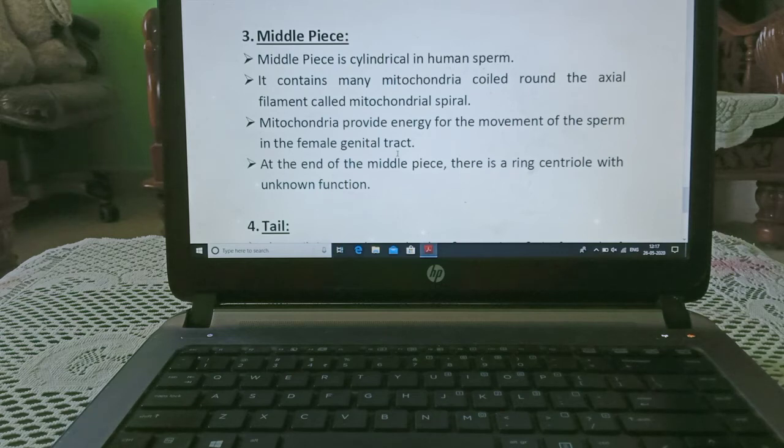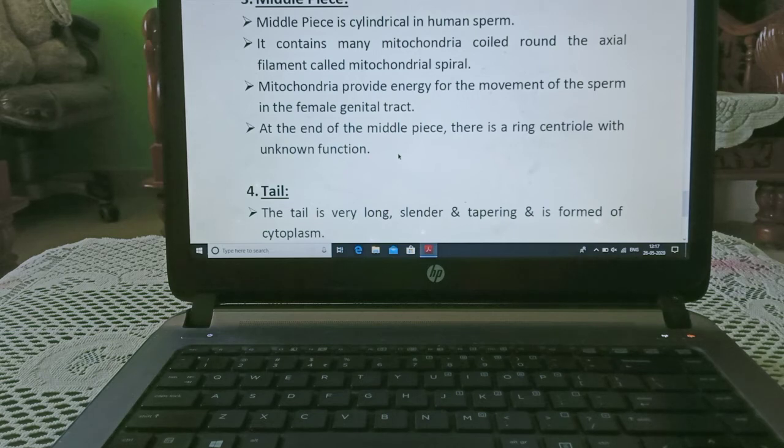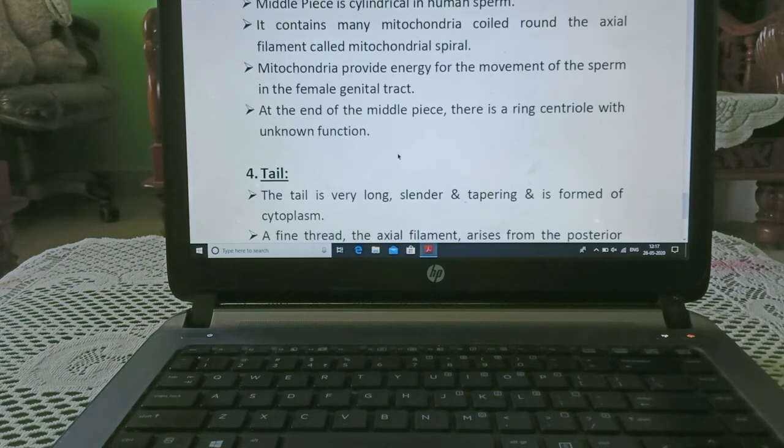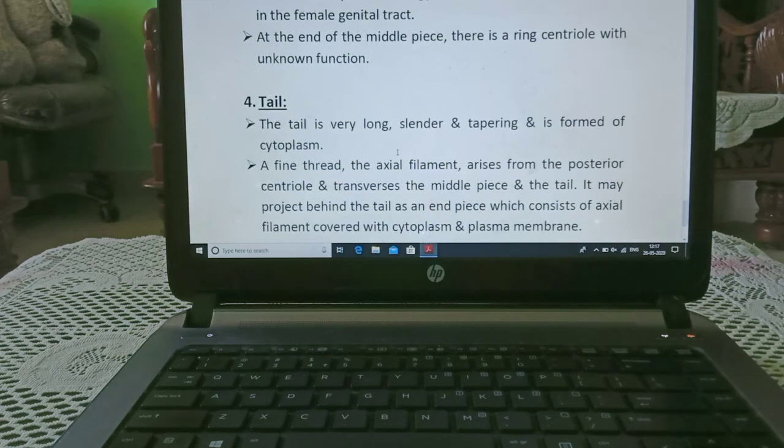Middle piece. It is cylindrical in the human sperm. It contains many mitochondria coiled around the axial filament, known as the mitochondrial spiral. Mitochondria provide energy for the movement of the sperm in the female genital tract. At the end of the middle piece, there is a ring centriole with unknown function.